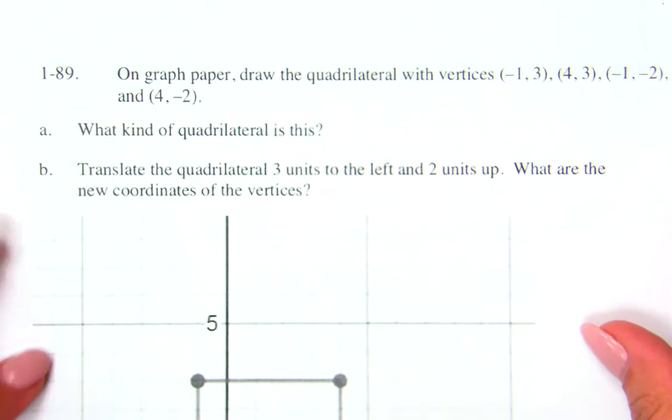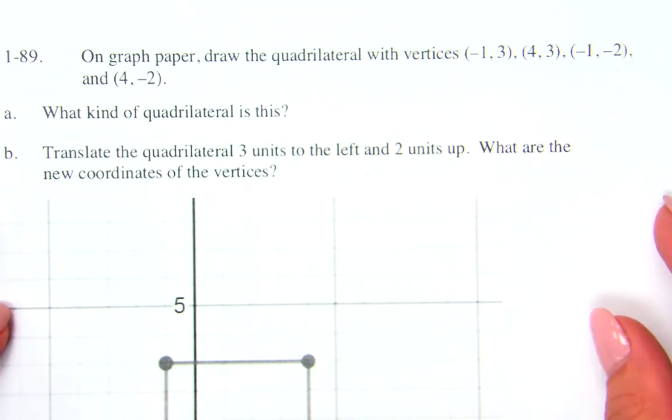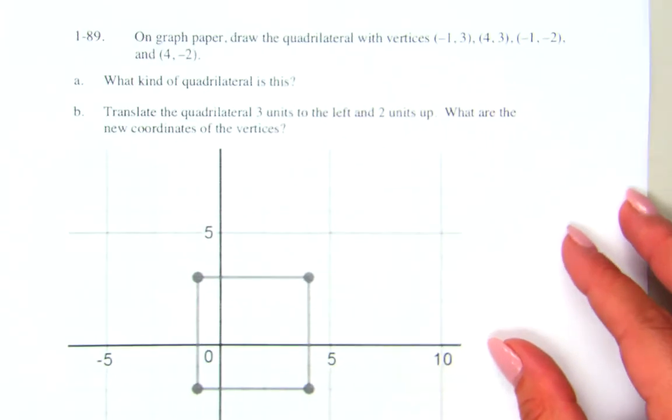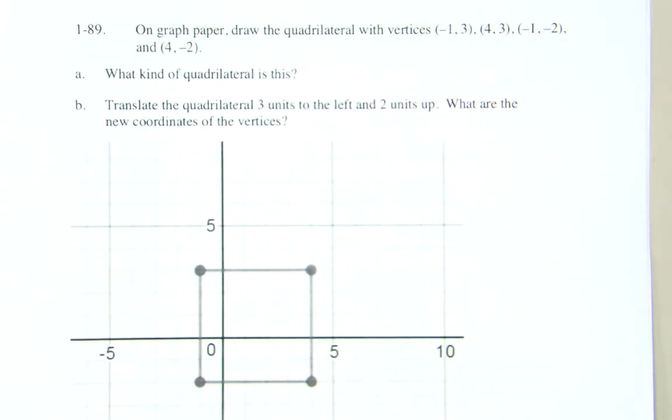Number 89. On graph paper, draw a quadrilateral with those four vertices. You should end up with vertices that look like this, somewhere over here. If you didn't get that, you may have plotted one of your points wrong. What kind of quadrilateral is it? And more importantly, can you justify what kind of quadrilateral you think it is? If you tell me it's a rectangle, then prove it to me.